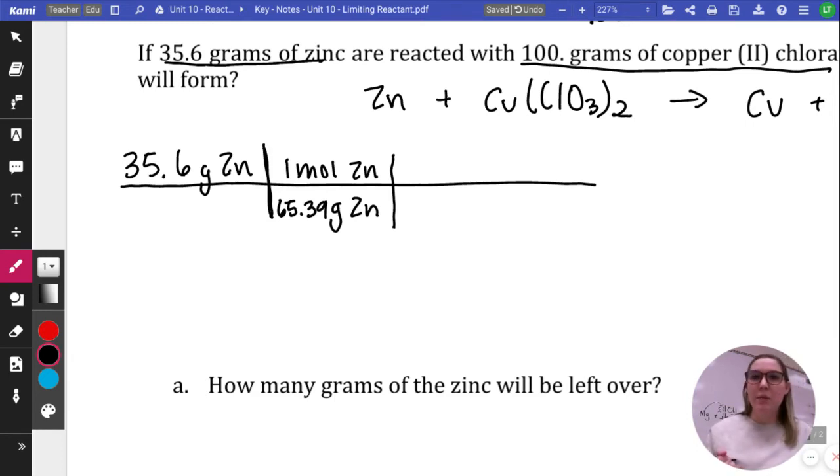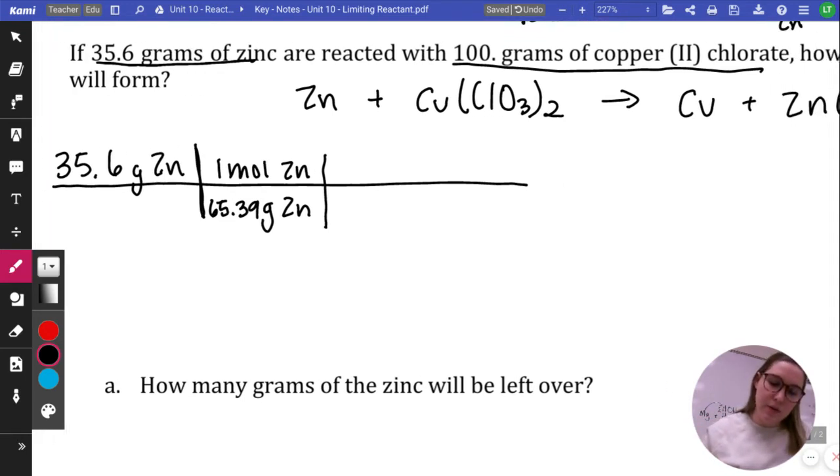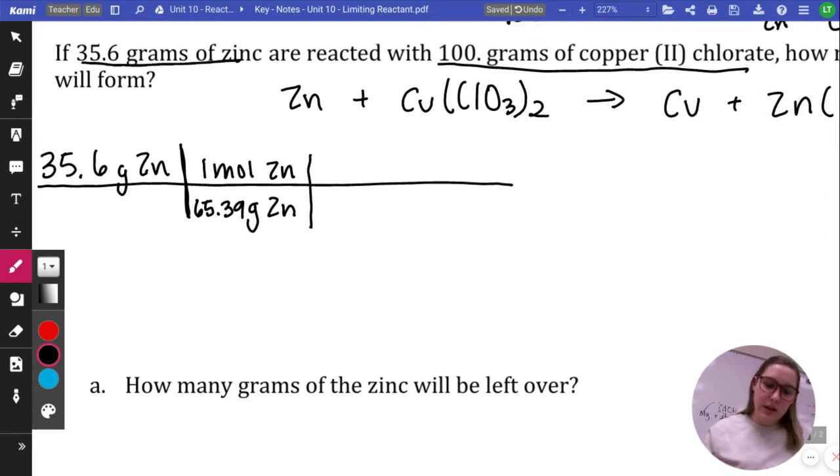Now, our next step would be the mole-to-mole ratio. I don't want moles of zinc. My end goal is grams of copper. So I'm going to do my mole-to-mole ratio to get from zinc to copper. So I'm going to drop moles of zinc low.